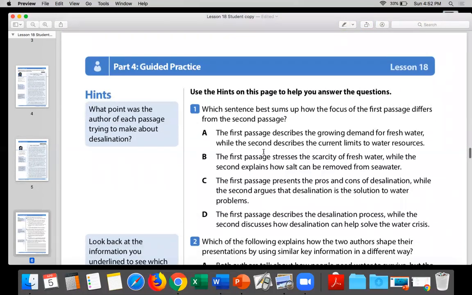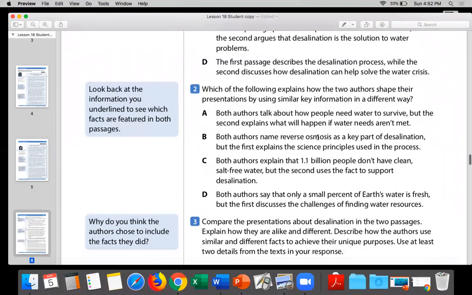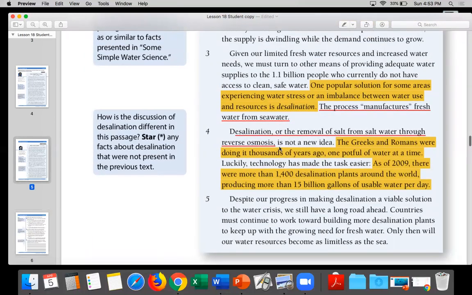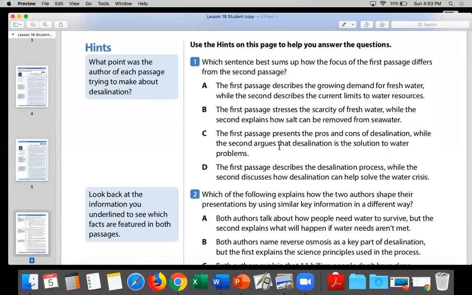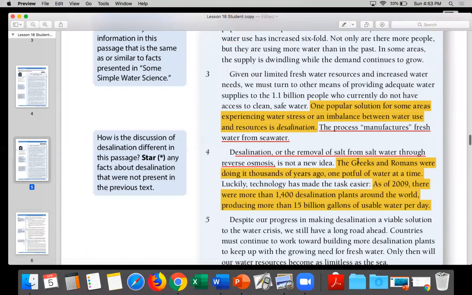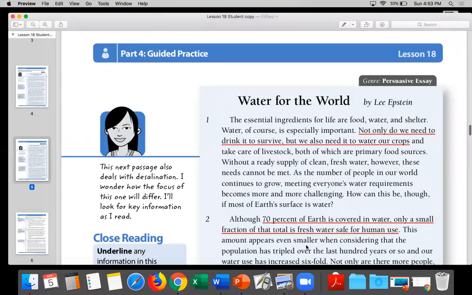The second passage, oops, both authors name reverse osmosis as a key part of desalination, but the first explains the science principles used in the process. Did both of them talk about reverse osmosis as a key part of desalination? Yes, reverse osmosis right there. Does the first one explain the science principles used in osmosis a little bit more? Yes, but let's come back to that one.